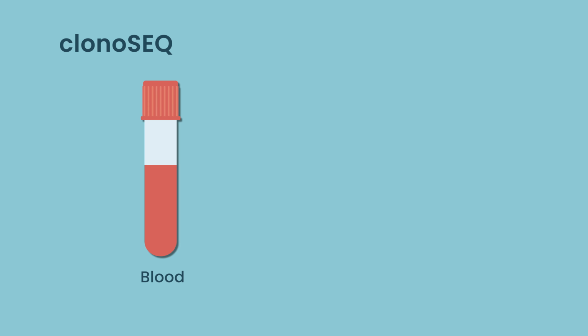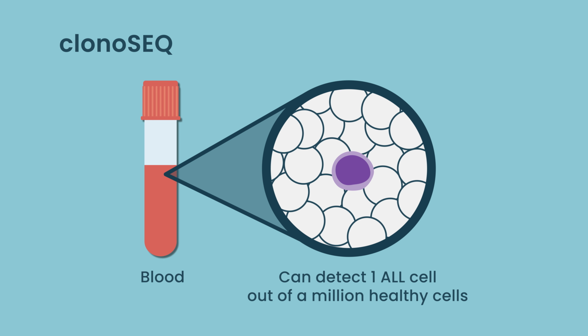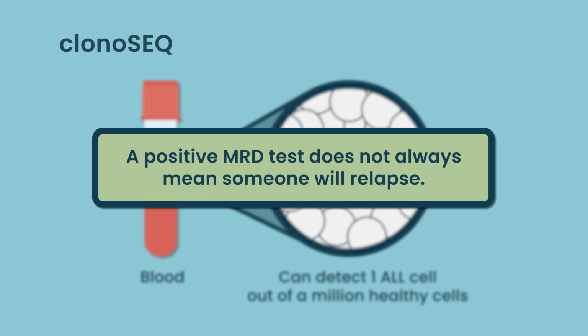As it turns out, especially with some of the tests like clonoSEQ that are very sensitive to the level of 1 in 100,000 or 1 in a million, a positive test result at a low level after a few months of therapy does not necessarily mean that someone is going to relapse, although it does mean that they should be vigilant. And so it's important to talk with your oncologist or hematologist about what the best monitoring strategy is to make sure that we're continuing to meet our goals.